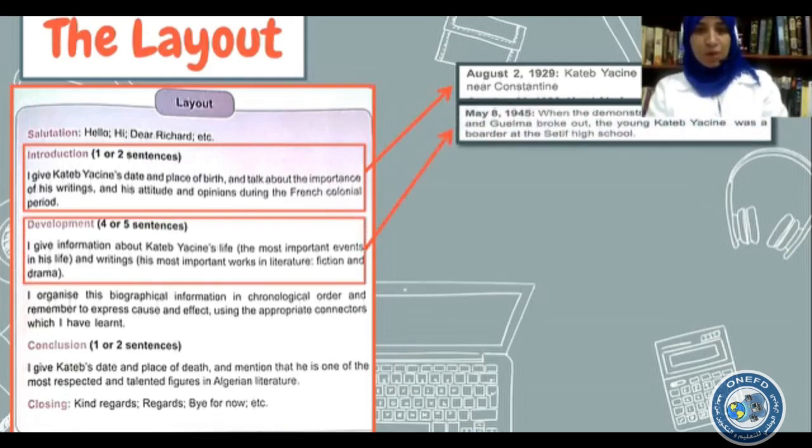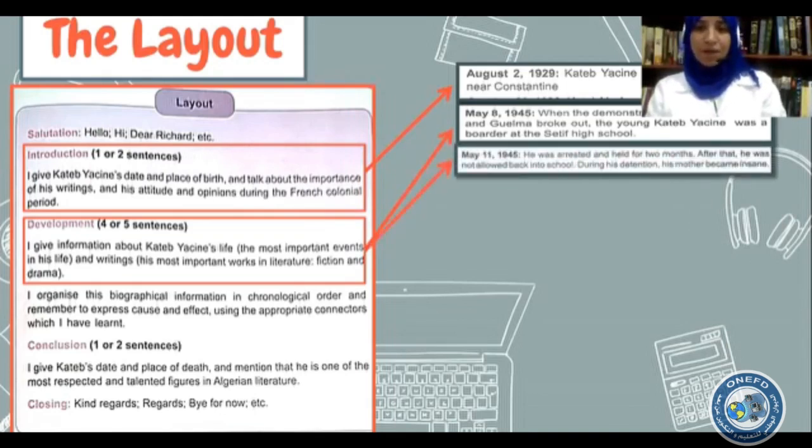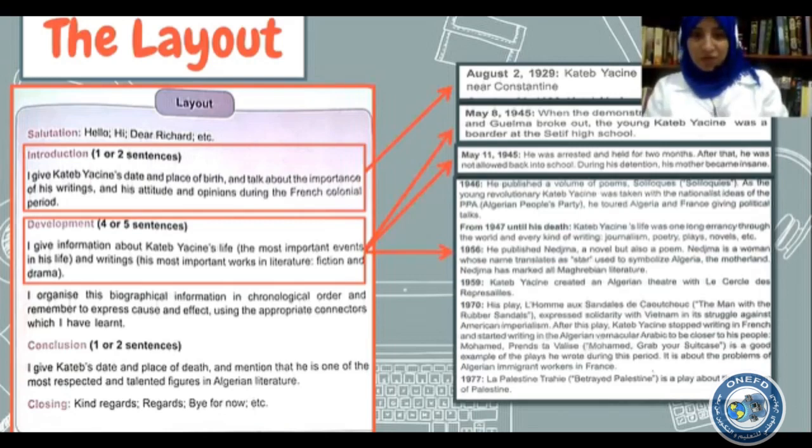Second, for development, we have first, May the 8th, 1945, when the demonstrations of Sétif, Khrata and Gelma broke out, the young كاتب ياسين was a boarder at the Sétif High School. This is the first element in development. Second, May 11th, 1945, he was arrested and held for 2 months. After that, he was not allowed back into school. During his detention, his mother became insane. The last element in development is from 1946 to 1977. These are the past events in general that happened in the life of كاتب ياسين from 1946 to 1977, which should be included in the development part.